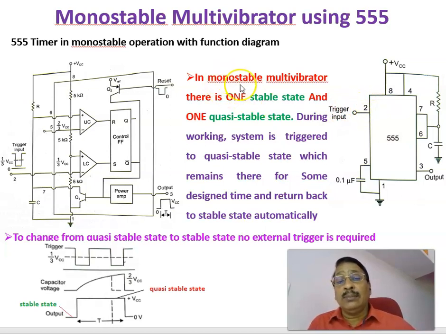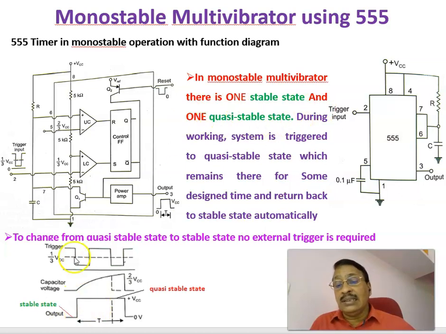Now, coming to the monostable circuit, let us see what is meant by monostable. Mono means one state is stable and the other state is not stable, one quasi-stable state. Therefore, in a monostable multivibrator, there is one stable state and one quasi-stable state.